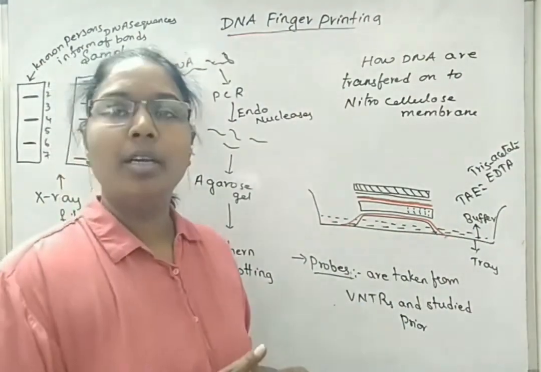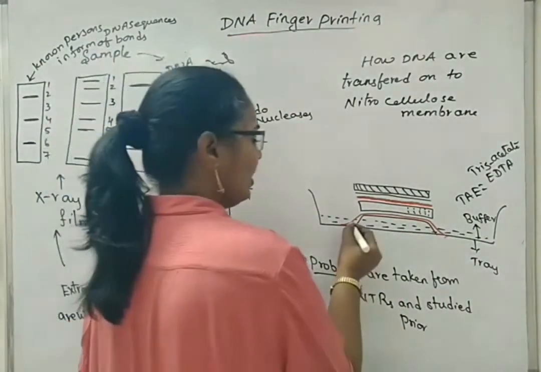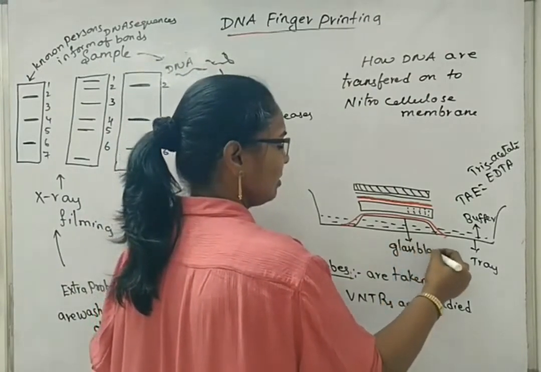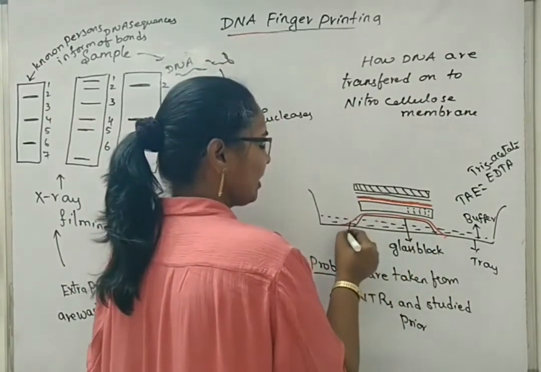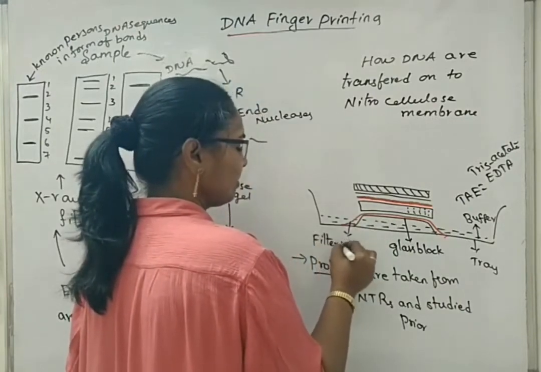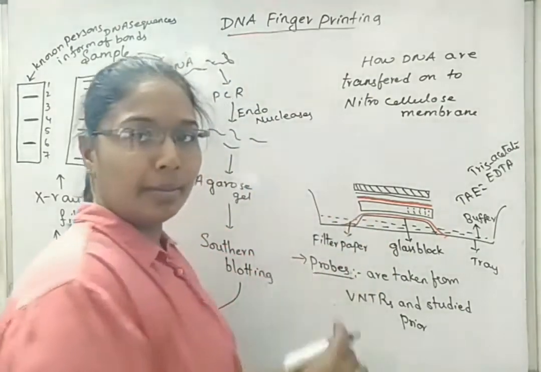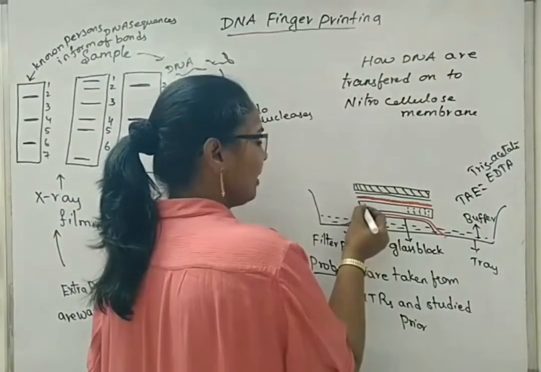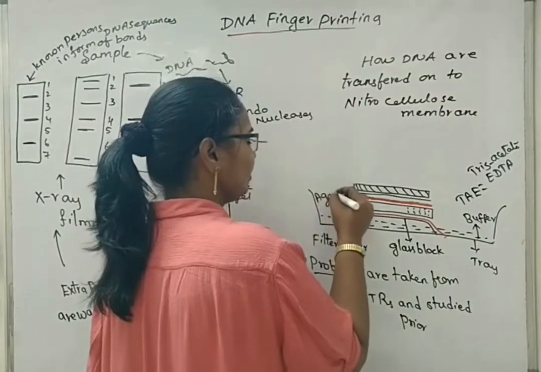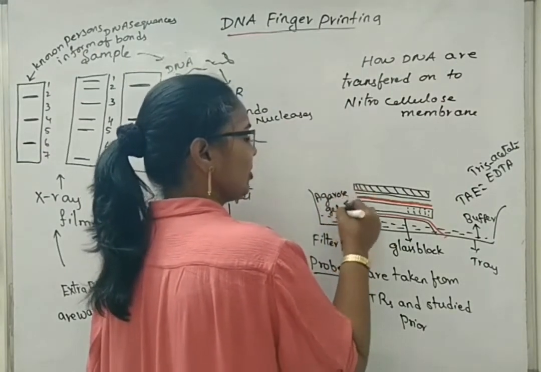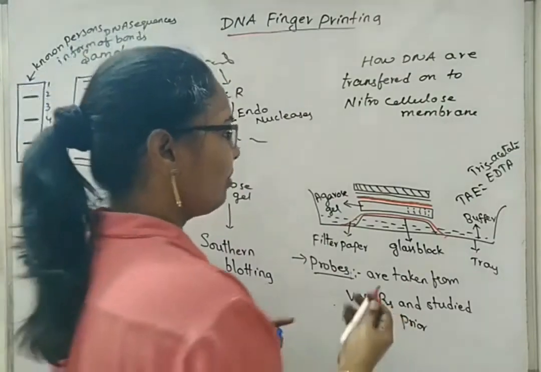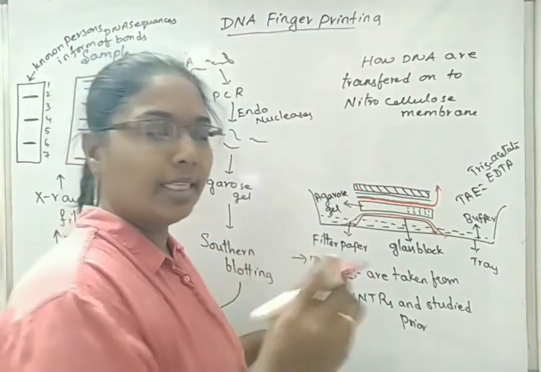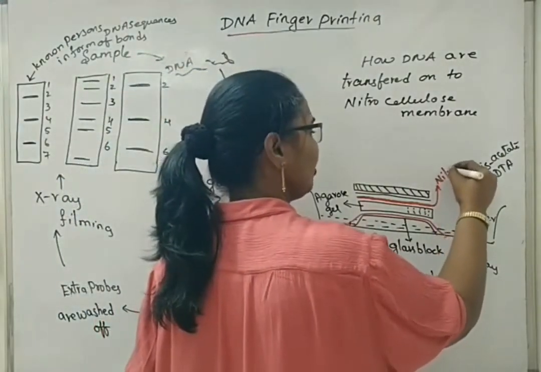Now, this will be a glass block. On the glass block is arranged a filter paper, because the filter paper will absorb the buffer and transfer the moist nature of the buffer. This will be the agarose gel. The agarose gel has different sized DNA fragments. This is the nitrocellulose paper.